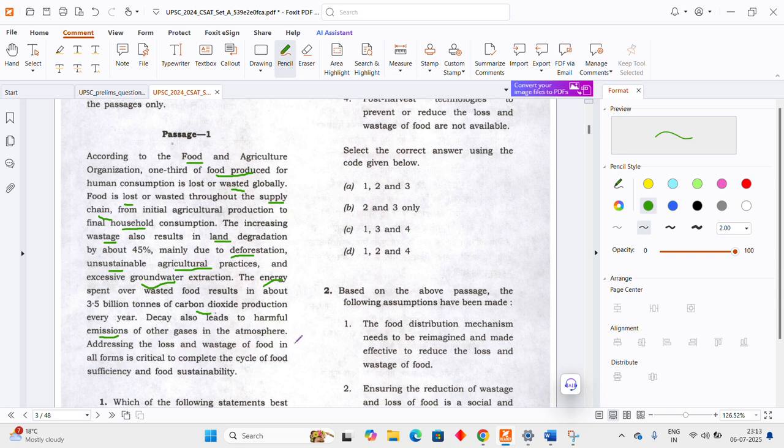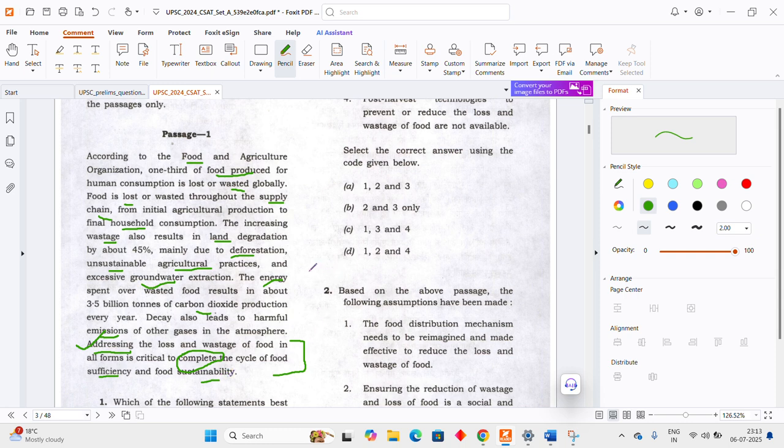And this is the last paragraph, that is the most important. Address it. This is the most important word. What are you going to do to address it? You have to complete the cycle. You have to complete the cycle of food sufficiency. Sufficiency is an important word. You have to have a sufficient supply of food. That is, you have to stop the wastage, and it should be sustainable at the same time.